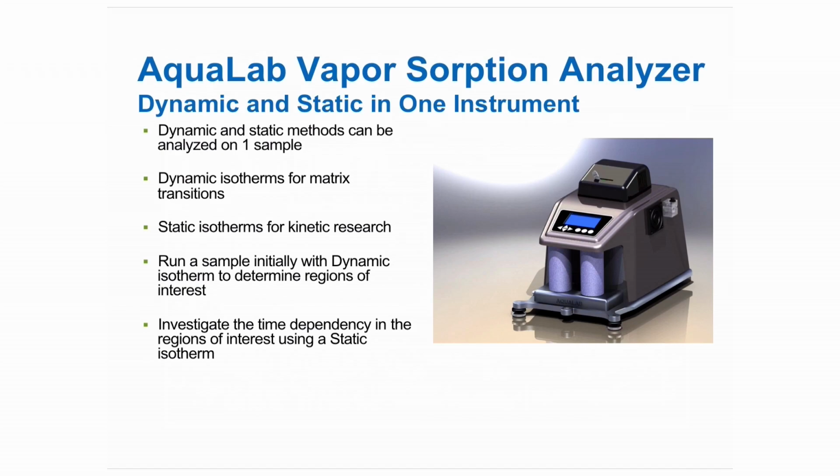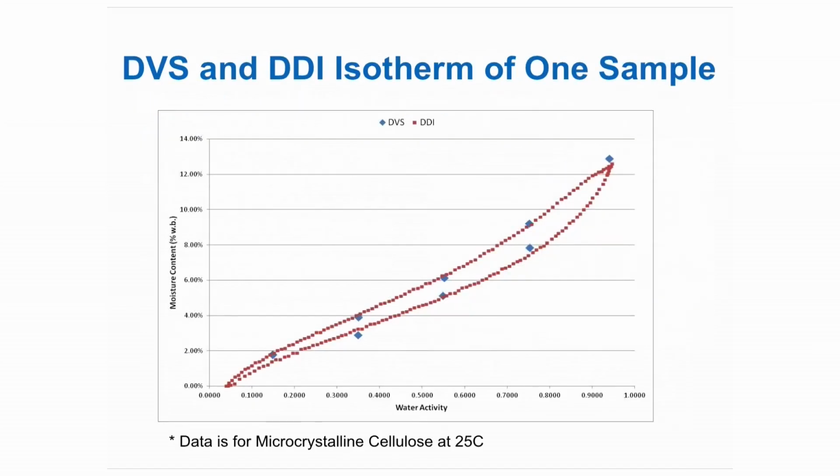So this instrument coming out from Decagon, the Aqualab VSA, is the only instrument out there that can do both static and dynamic in one sample. And this is just an example of what that looks like. Notice here, this is microcrystalline cellulose. It's been analyzed in the Aqualab VSA. It was initially done using static techniques and then followed up using dynamic techniques.